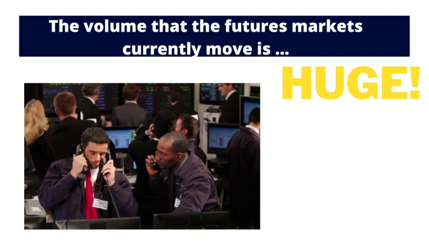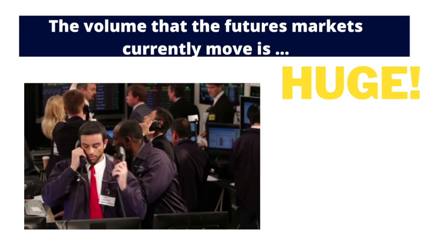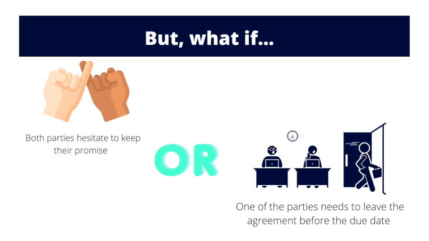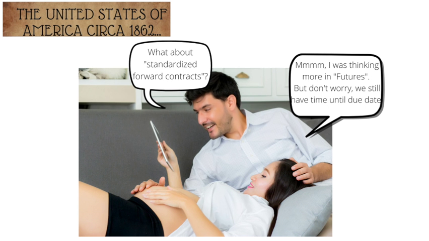The volume that the futures market currently moves is enormous, but it all started when the forward contracts became popular. When dealing with forwards, we're talking about custom-made term contracts between buyers and sellers. But the thing is, how can these two parties keep their word? Or what if one of the parties needs to get out of the agreement early on? It was precisely from those features that the futures contracts were born in the 19th century in the United States.